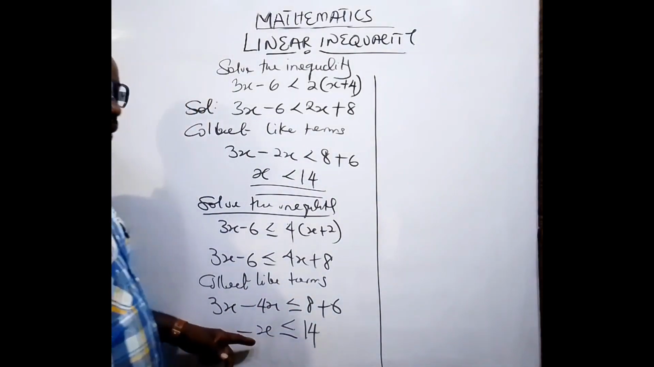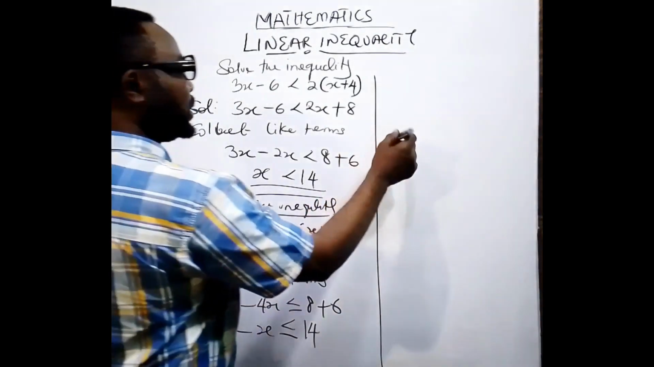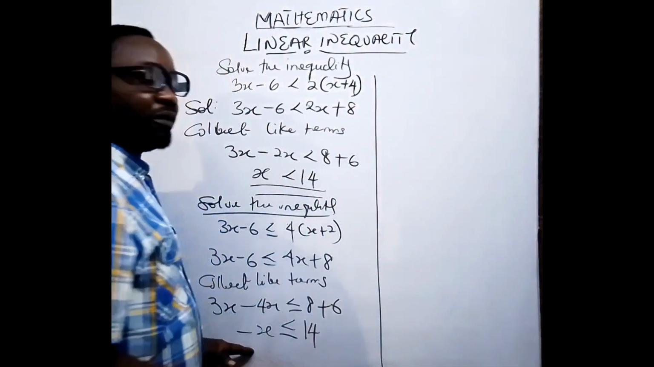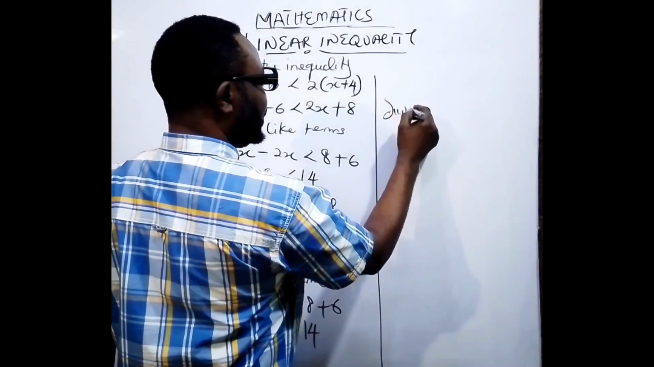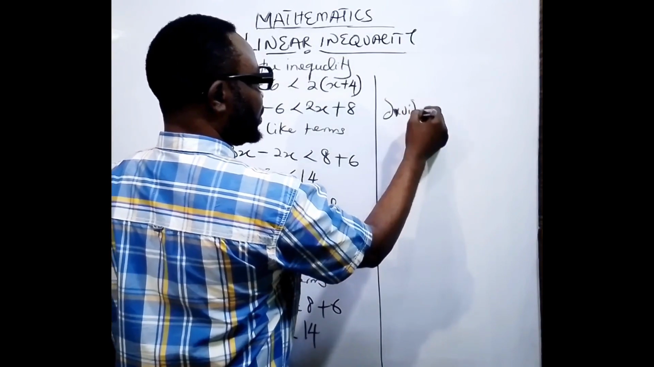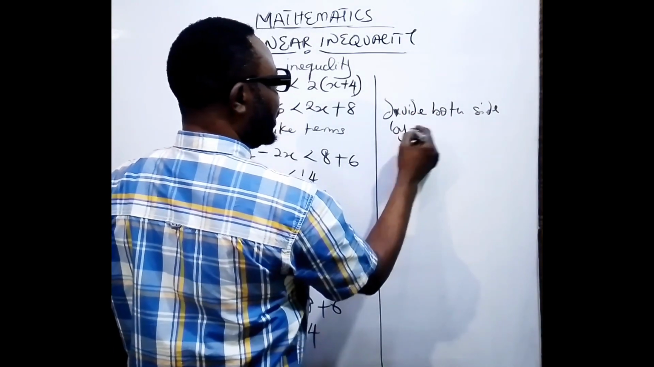Now, we are having minus x here, but we want to find the value of x. So you can also say that you have to do what now? Divide both sides by minus 1.